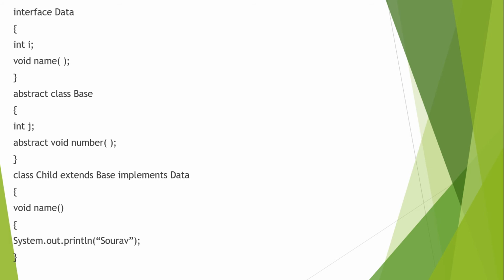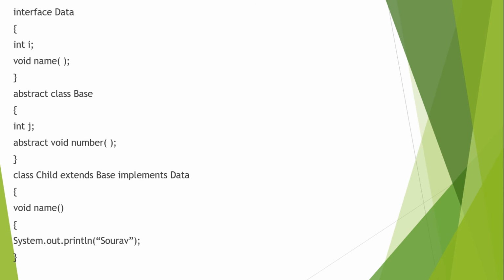So here is the concept of multiple inheritance. We have already learned that an interface is an artificial class, so it has properties like methods and variables. Both are implemented in one child class. Inside that child class, I am overriding the method name, which is the method of the interface.